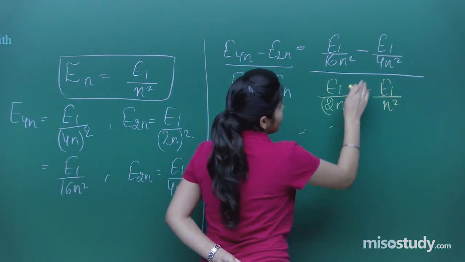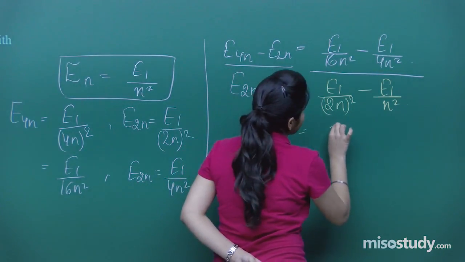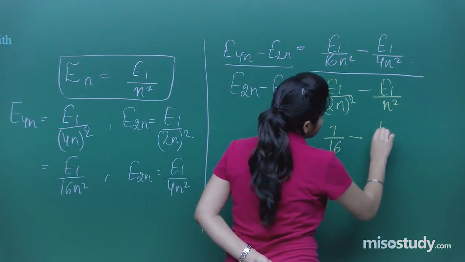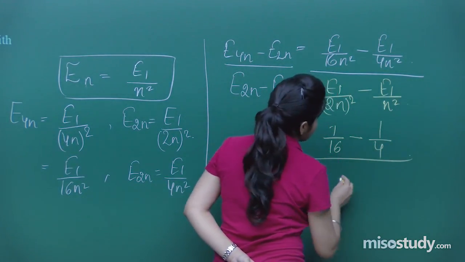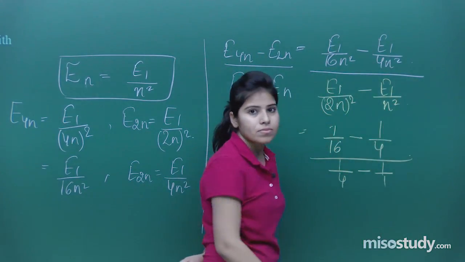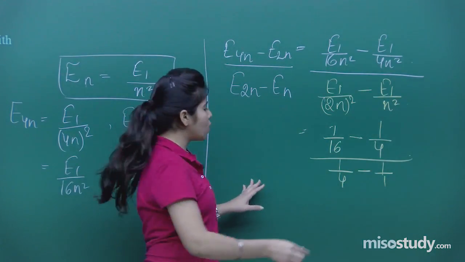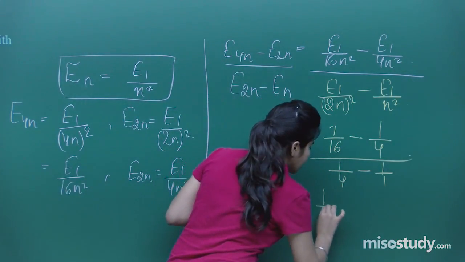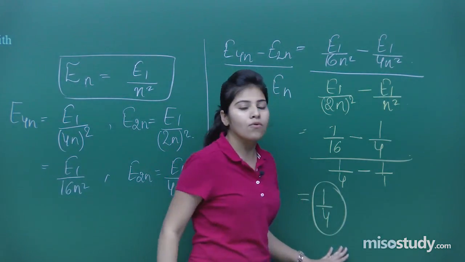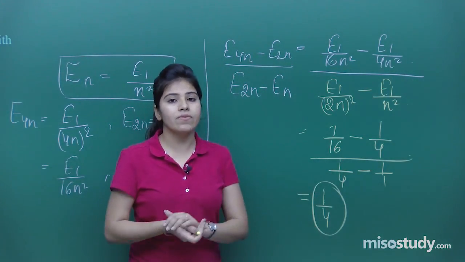So if I take E1 and n square common, I will be left with 1 upon 16 minus 1 upon 4 divided by 1 upon 4 minus 1 upon 1. That will be the answer, right? Now if you solve it, you will see that your answer will come out to be 1 by 4. If you solve this ratio, the answer will be 1 by 4.